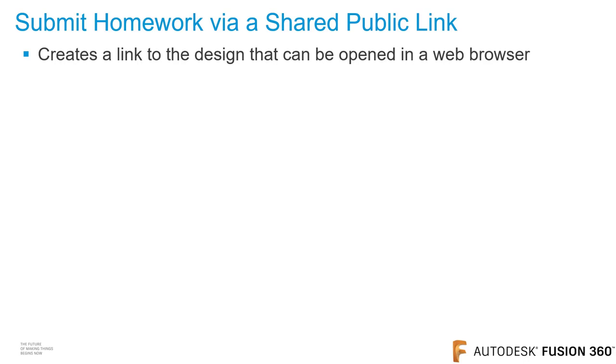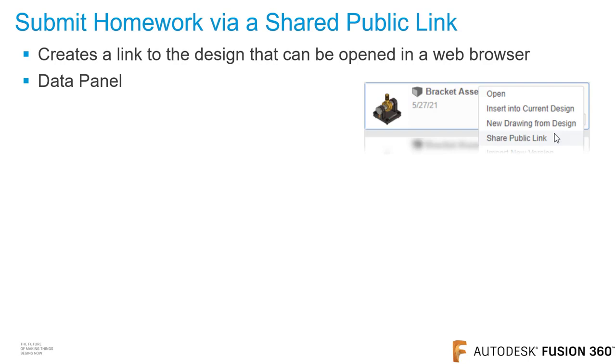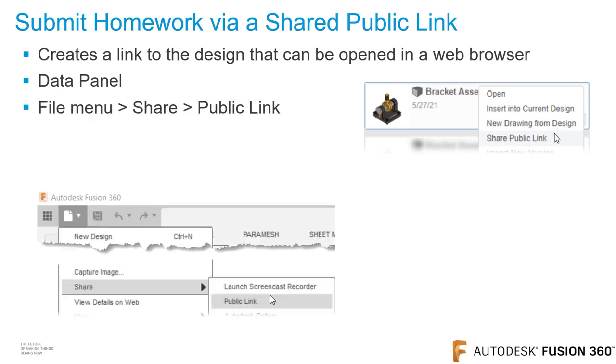There's 2 methods to create a share public link. The first method is through the data panel. Simply right-click on the desired file, and from the menu, click Share Public Link. For the second method, click on the File menu, and then Share, and then click Public Link.